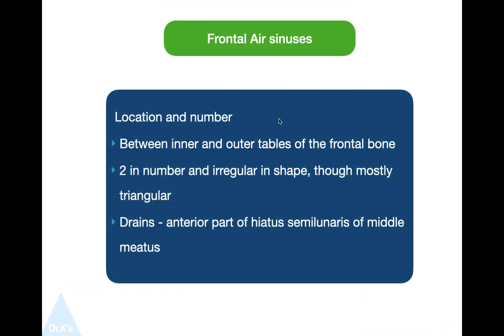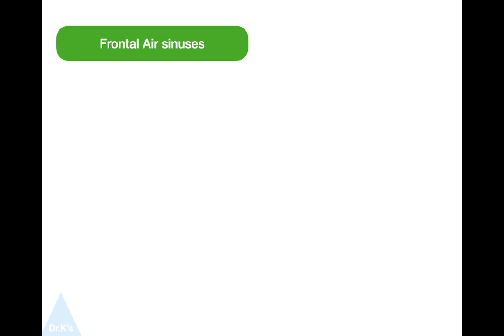Frontal air sinus. They are located between the outer and inner tables of the frontal bone. 2 in number. They are irregular in shape, though mostly triangular. All these sinuses are lined by mucous membrane, so there should be some mucus secretion, and excess secretion should be drained through the anterior part of hiatus semilunaris of middle meatus. So many terminologies. Just take a look at the next picture.